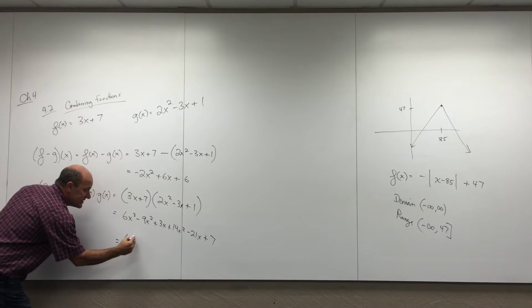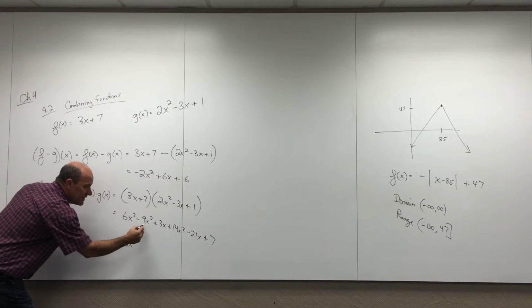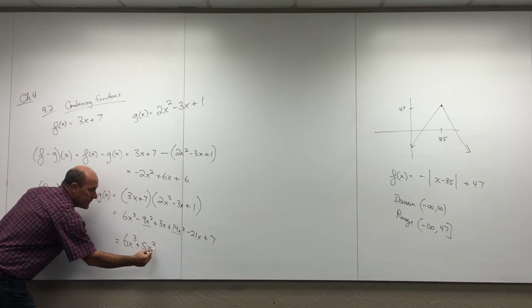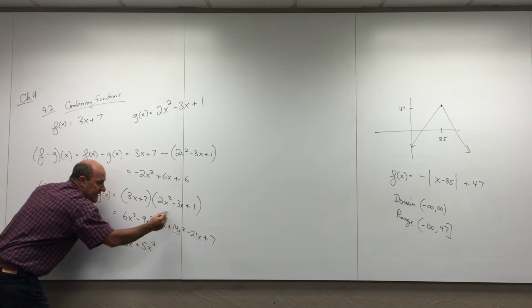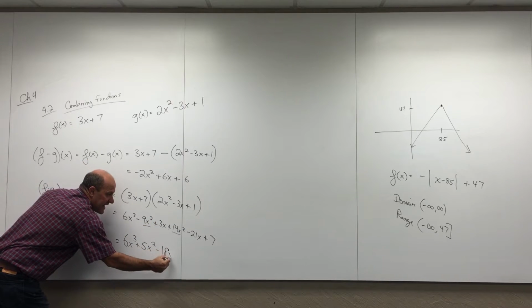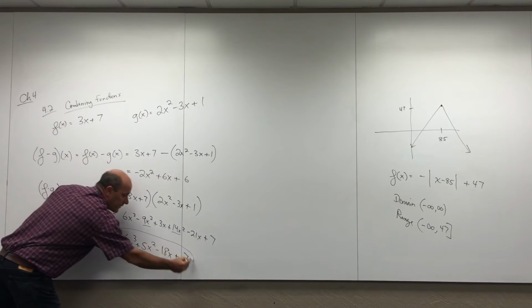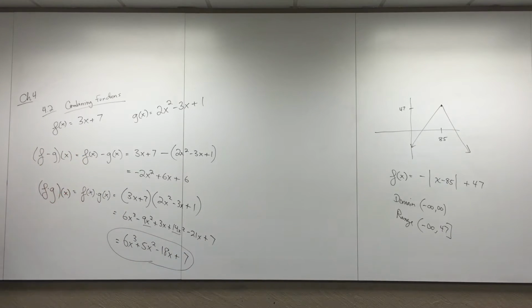This is 6x cubed. Those x squareds can add together. That's a 5x squared. Those x's can add together. That's negative 18x plus 7, I think. Yeah. And you created a new function. You created a hell of a new function. When you multiplied those two original functions, we got this new function.